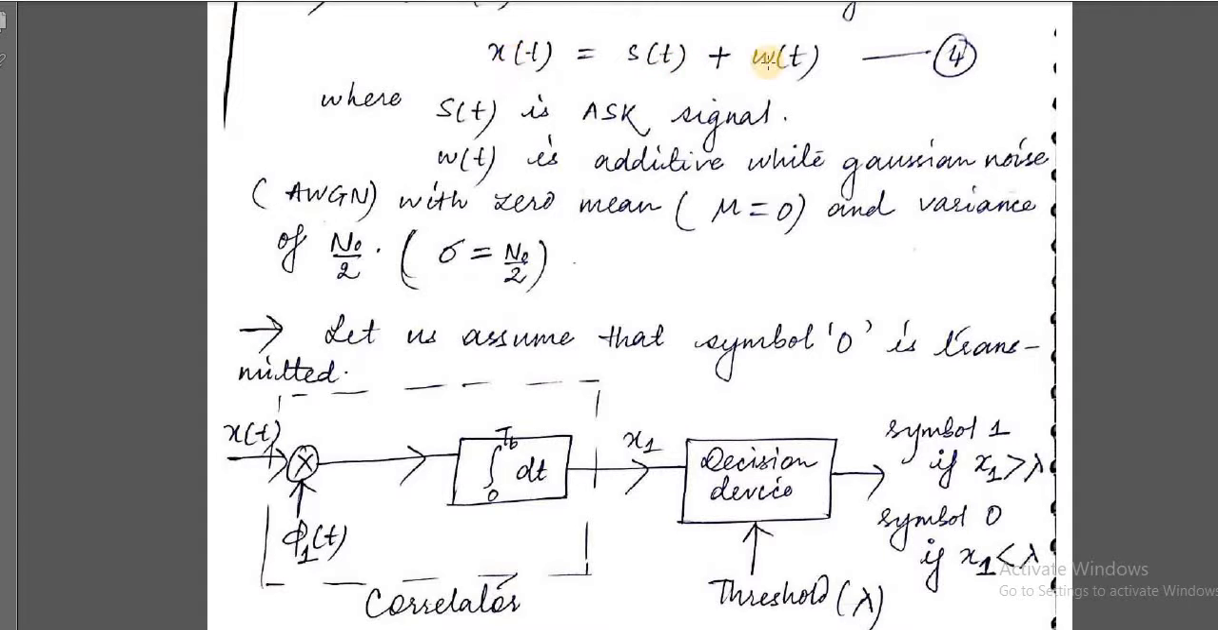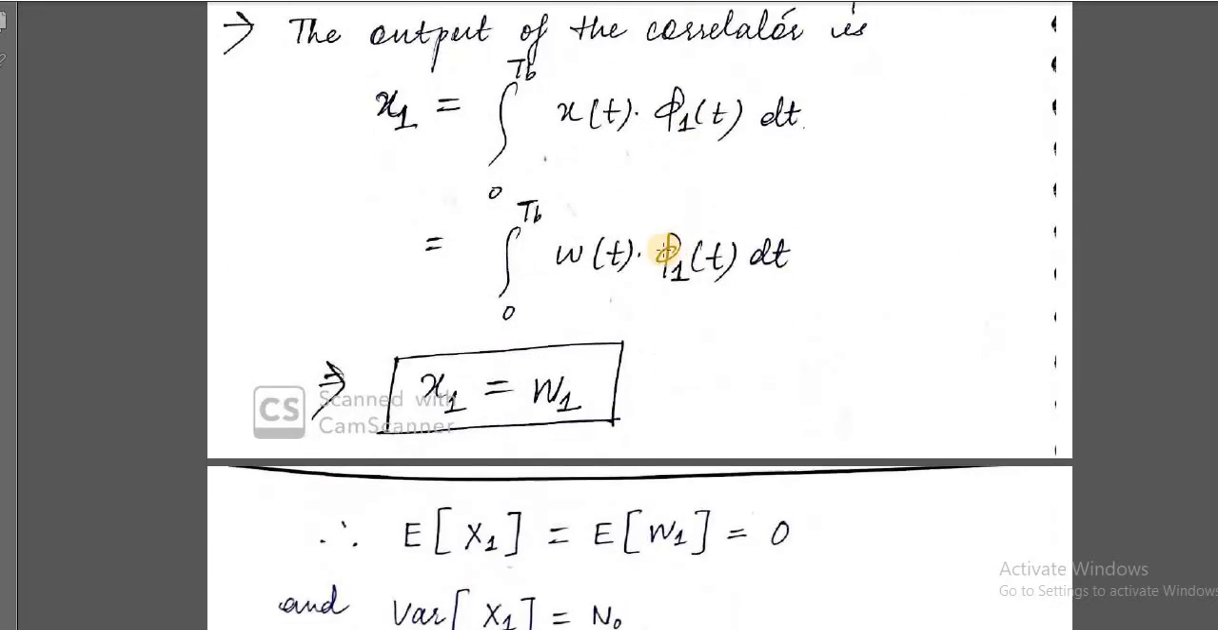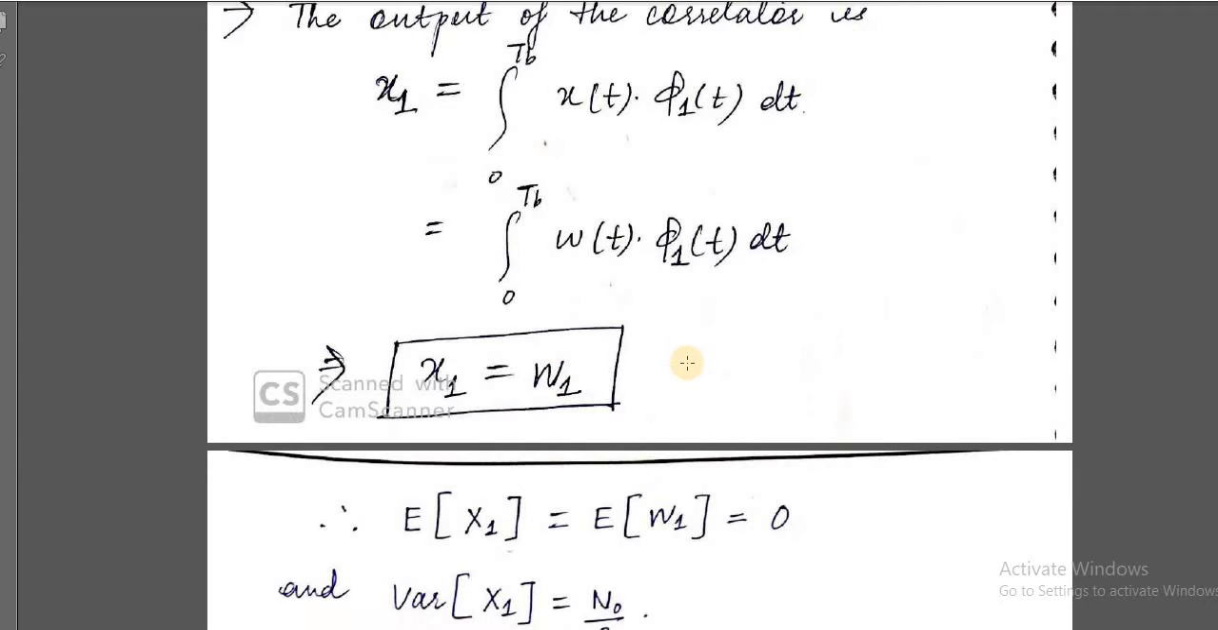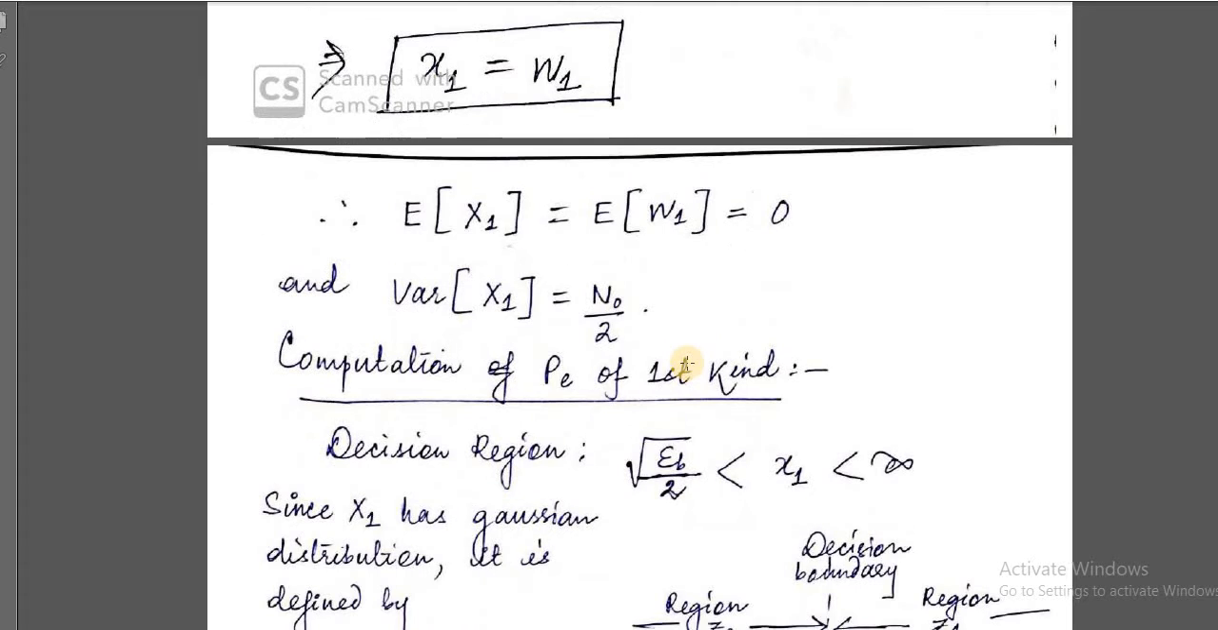So we can say that X of t is only equal to W of t. We have made the substitution over here. Instead of X of t, we put W of t multiplied by phi 1 of t dt, integration over a single bit duration. That gives us x1 equal to W1, which indicates that the output of the correlator x1 is only equal to the noise component W1.